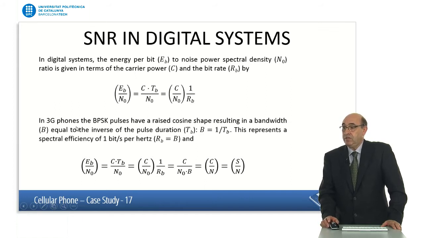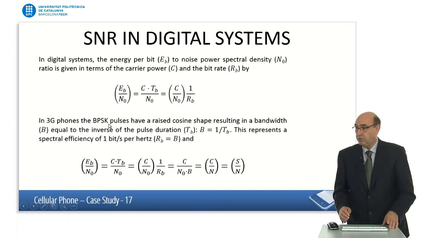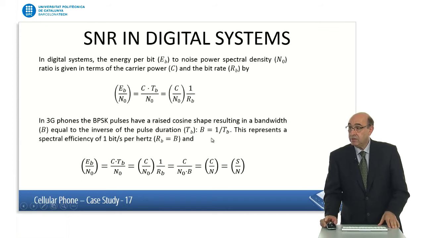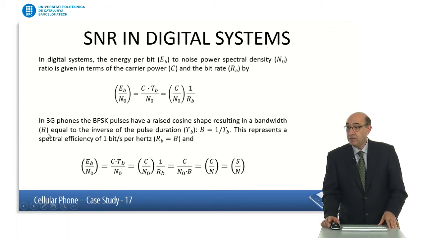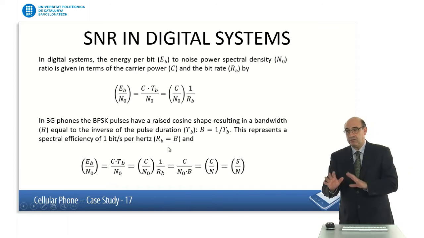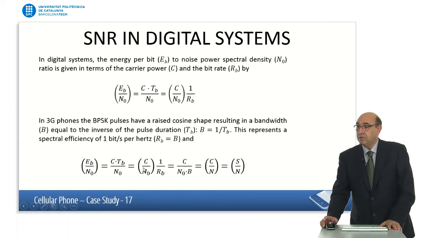Now, in 3G phones, we use binary phase shift keying, and those pulses are shaped using a raised cosine filtering. And at the end, it comes out that the bandwidth, for this case, is equal to the inverse of the pulse duration. That means that the bandwidth is equal to the bit rate. So you can equate this with the bandwidth. In this particular case, if there is a different modulation, things would be different. But for BPSK, this is the value.